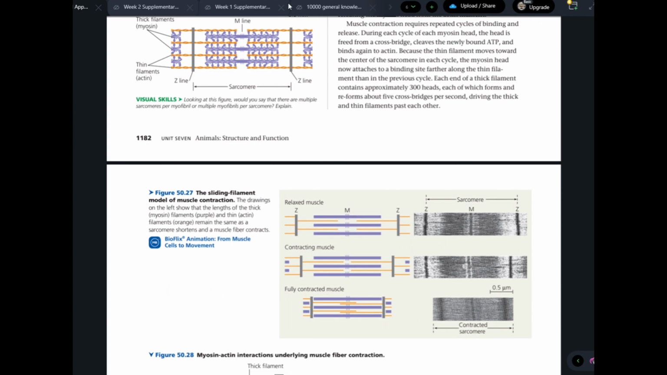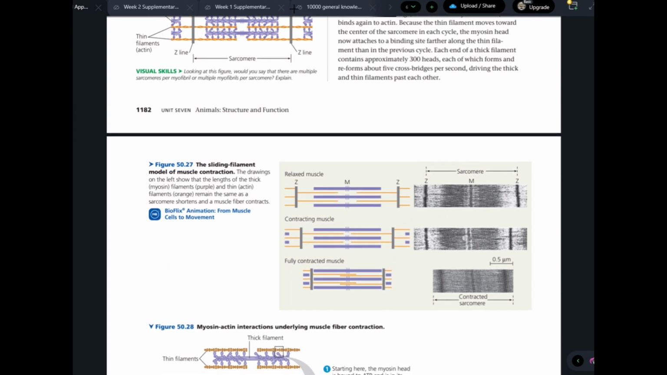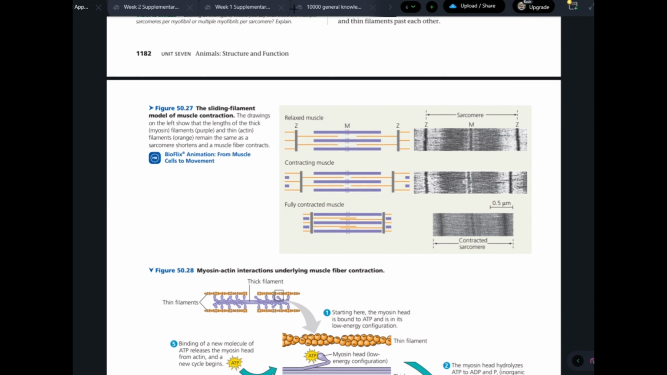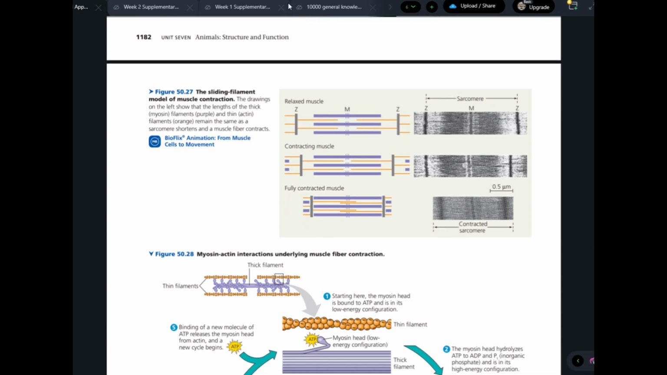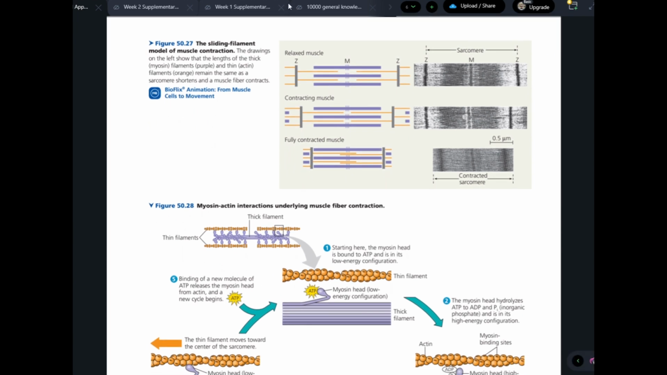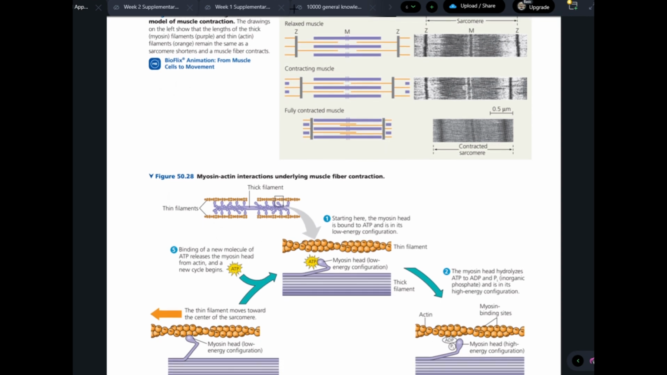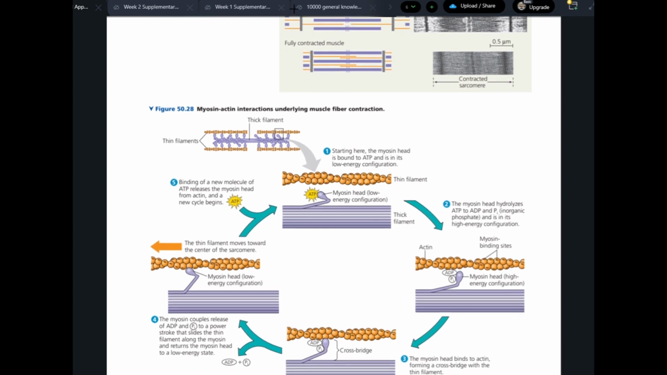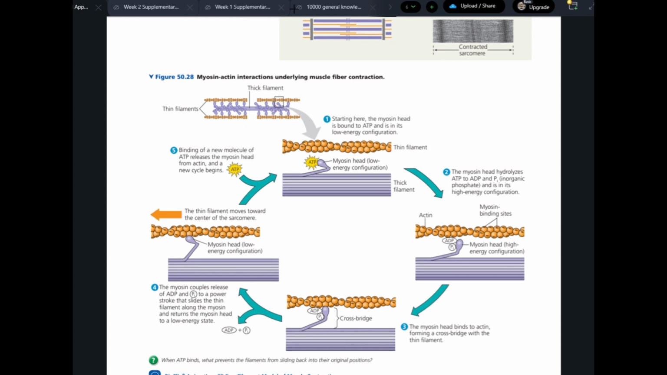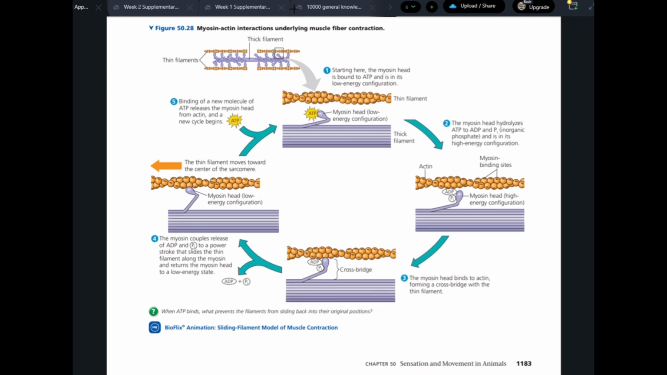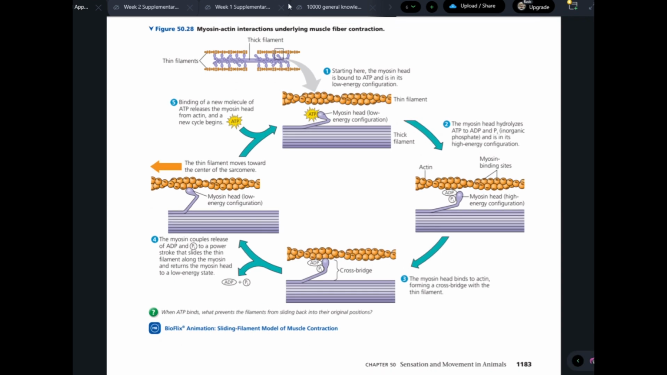When the myosin is in the low energy state, it can bind with an ATP. While this ATP hydrolyzes to form ADP and inorganic phosphate by releasing energy, this myosin head will enter the higher energy state. Now what happens? This myosin head will bind to the myosin binding site in the actin filament, or else in the thin filament. How do they get attached? Using a cross bridge.